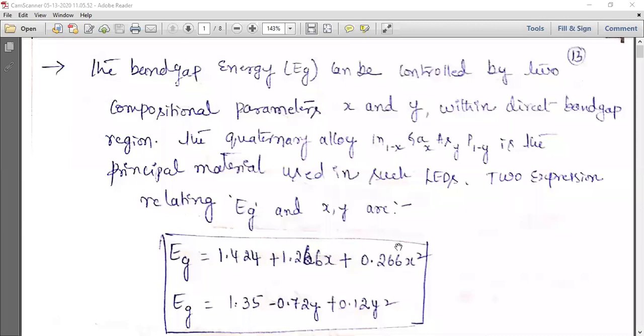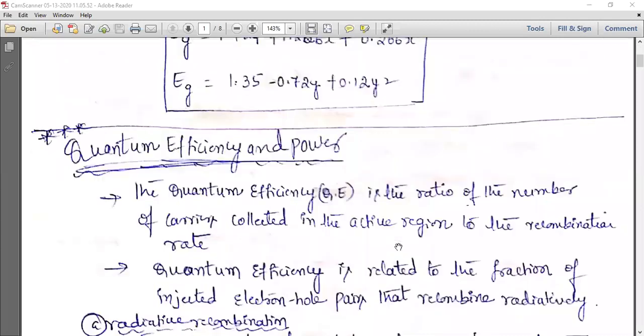Now we'll move forward. The next concept is the quantum efficiency and power in LED, which is an important concept. In the last class we have seen that the recombination happens in the active region. The holes and the electrons are pushed to the active region, and then the recombination happens. Once there is a recombination, there is generation of light, and we are using direct band gap materials to generate the light. So that we have seen.